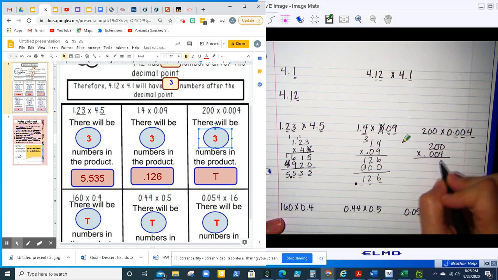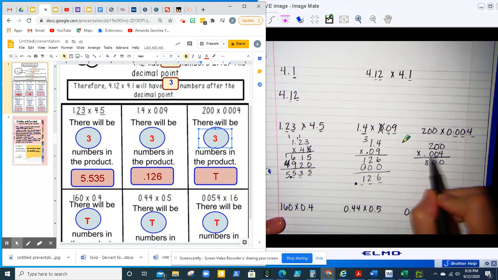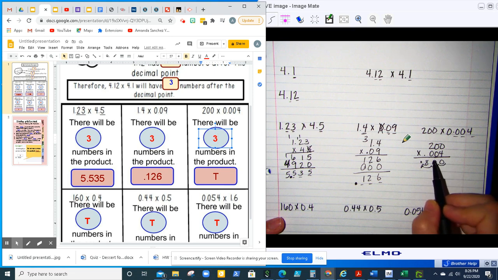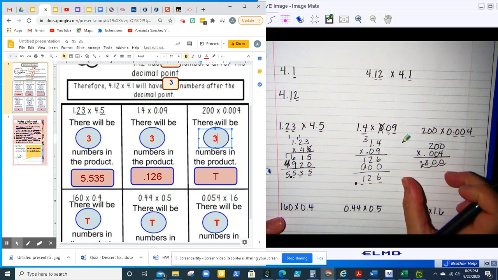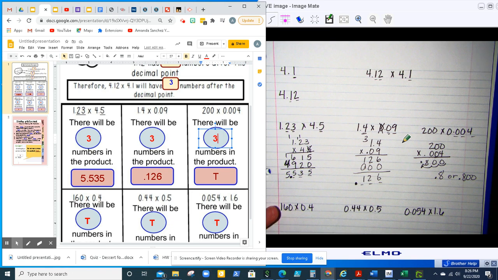4 times 0, 0, 4 times 0, 0. 4 times 2 is 8. And then you can multiply your zeros if you want to. But I know for sure that I should have 1, 2, 3 numbers behind my decimal. So even if I did my zeros, my answer is still going to look the same. It's either going to be 0.8 or you could write it as 0.800. Either way, it's the same answer. So 0.8, or add in those 2 extra zeros.